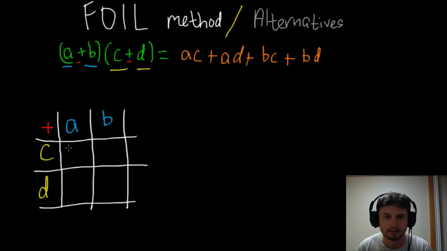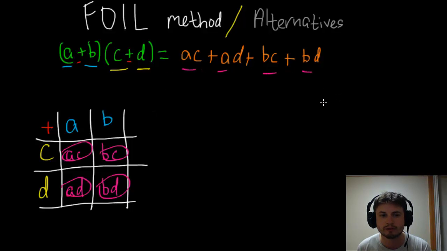So this will be A times C is AC, B times C is BC, A times D is AD, and B times D is BD. And so what you get as a result is AC plus BC plus AD plus BD, which is exactly what we have right here. So that's one of the easier ways of solving this.